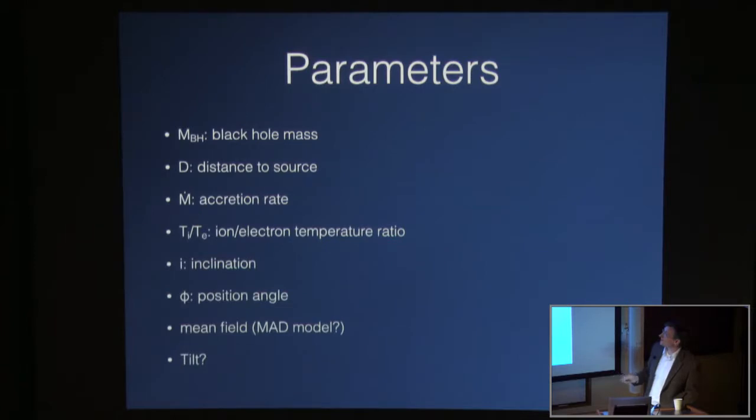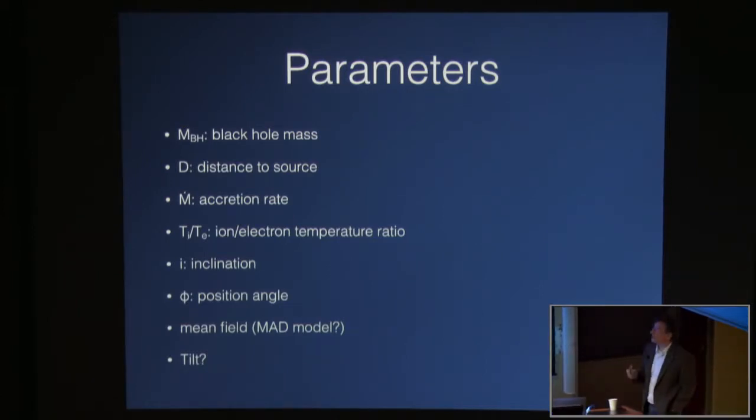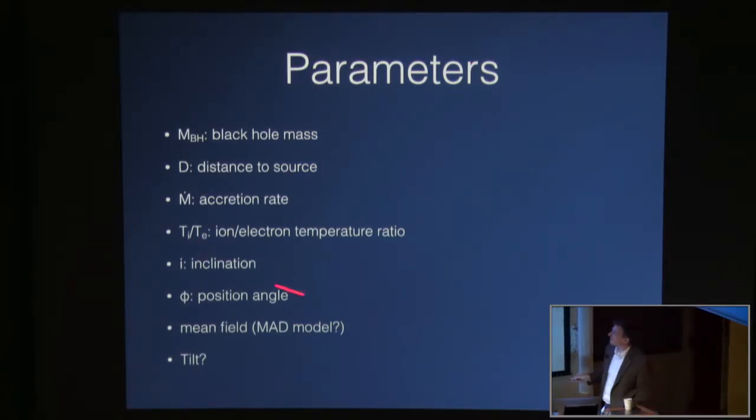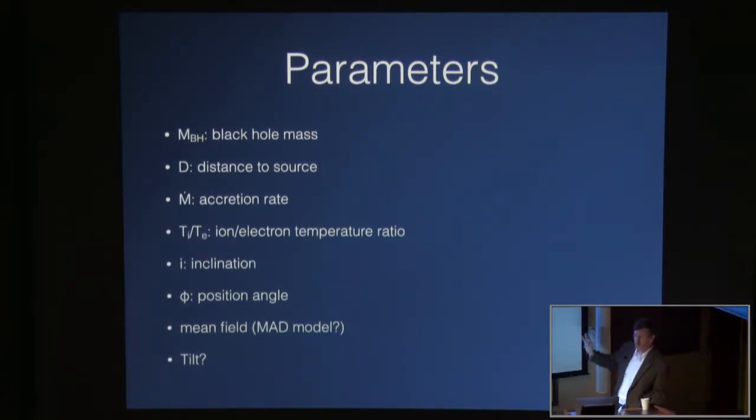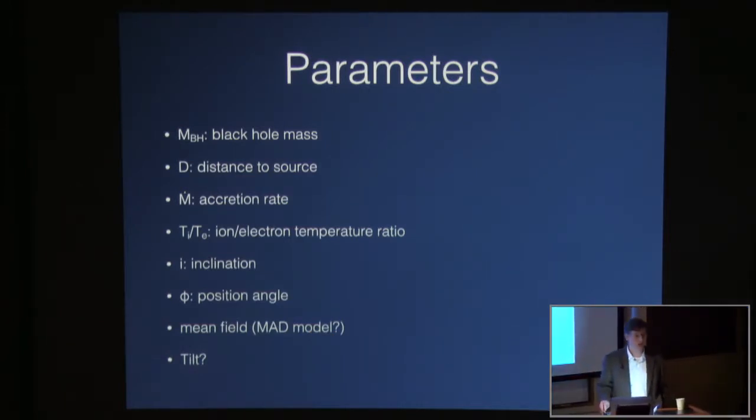There's also an ion to electron temperature ratio, which I have hidden from you so far. And we assume that this ratio is constant in the models. But we can fix this parameter through the Event Horizon Telescope observations. They tell us the size of the source. We know the flux, and therefore we know the temperature of the electrons. So this ratio is then fixed by EHT results. And then there's an inclination of the source, position angle on the sky, which Tony alluded to earlier, and possibly the presence of a mean magnetic field, which can sharply change the model.